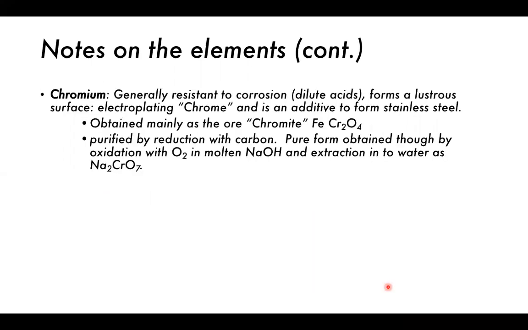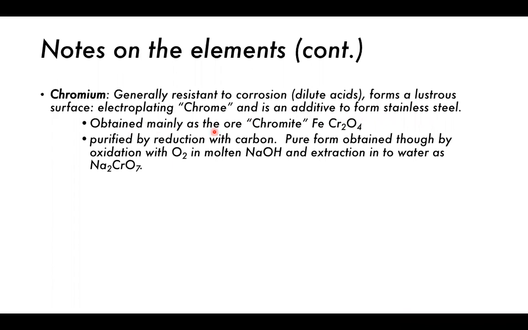Chromium again, so generally also resistant to dilute acids, forms a lustrous surface. Typically, we like to electroplate this in the form of chrome. This was very common, I guess, back in the sort of 50s for cars and stuff. There was a lot of chrome going on then. That was, I suppose, the height of chromium electroplating. And it is now mostly used as an additive to form stainless steel.